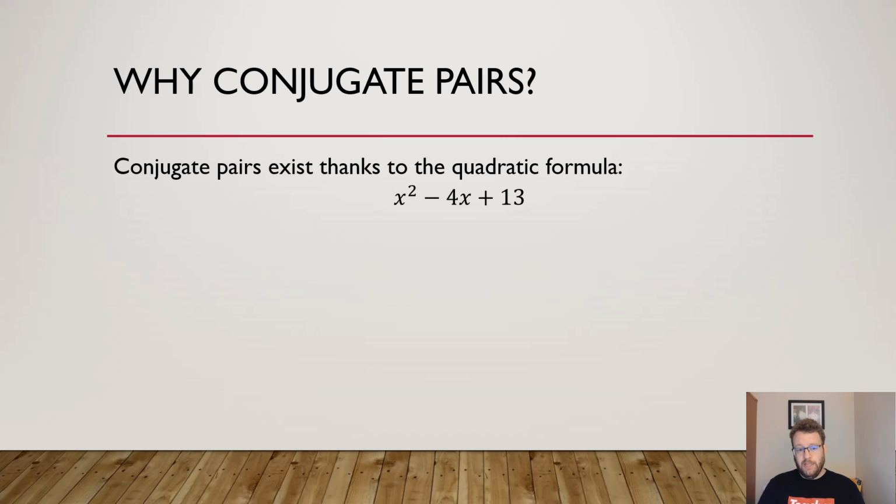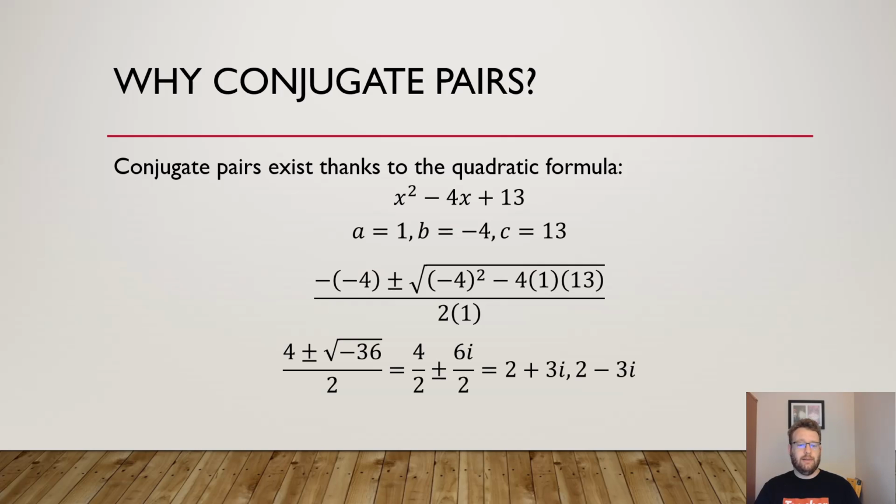So a is 1, b is negative 4, c is 13. And when you set this up, you are going to eventually get 4 plus or minus the square root of negative 36 over 2. Well, 4 over 2 is 2. The square root of negative 36, square root of 36 is 6, square root of negative 1 is i, so it's 6i over 2. And when you simplify that, you get either 2 plus 3i or 2 minus 3i, which are the two values you've got.